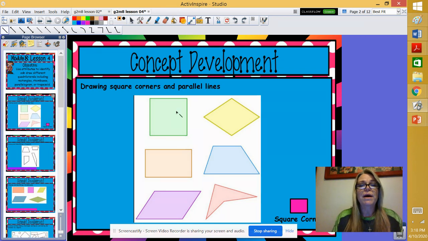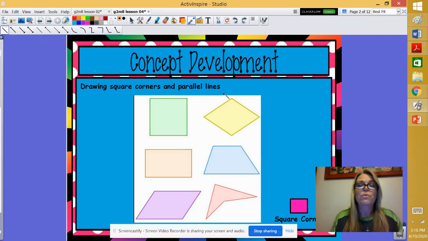We're also talking about parallel lines. Parallel lines are lines that run near each other without touching. Think about railroad tracks. The lines are not going to touch. They're not going to run like this. They're going to run beside each other without touching. In these shapes on our screen, we can see some examples of square corners and parallel lines.